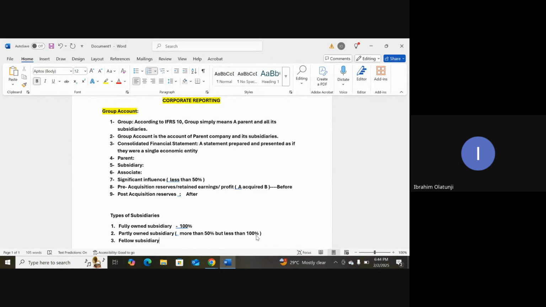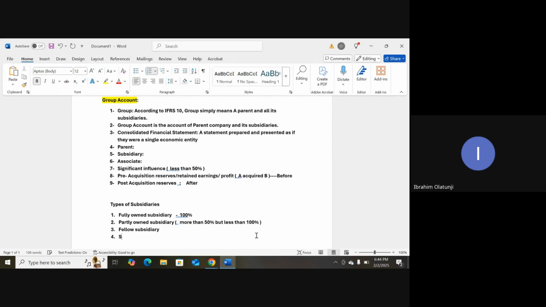Another thing that we can think of, we call it sub subsidiary. When we say sub subsidiary, what we are saying in essence is that if a parent company controls a subsidiary, and that subsidiary now controls another entity, we call it a what? A sub subsidiary. Let me give you a practical example.